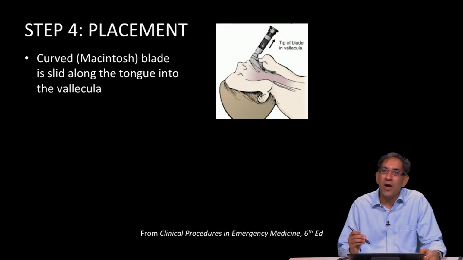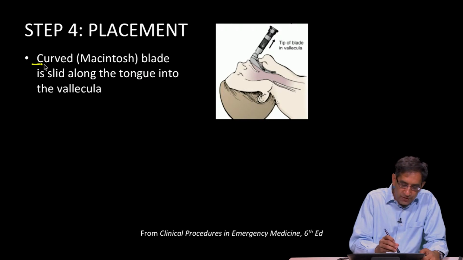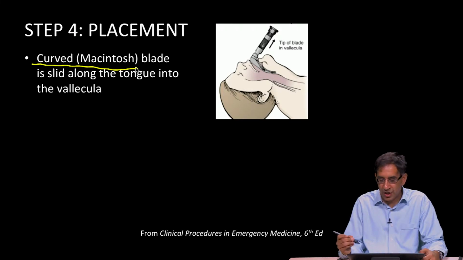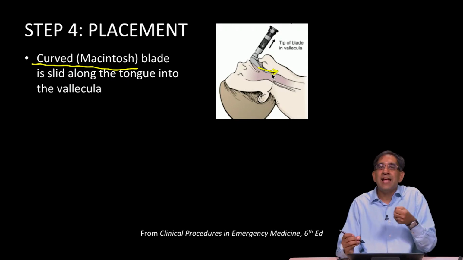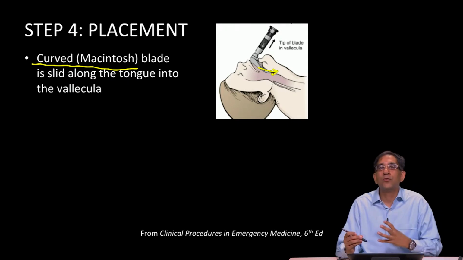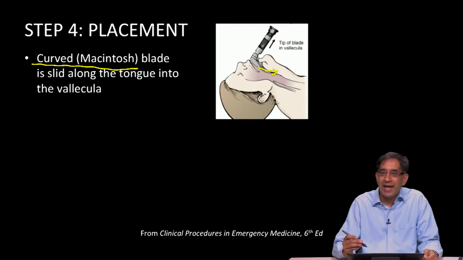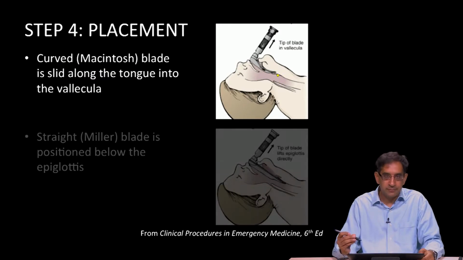Then, depending on what kind of laryngoscope blade you're using, that will determine where the tip of the blade ends up. If you're using the curved or Macintosh blade, you're going to insert it into the vallecula, and then as you lift up, you're going to also lift all the tissues up, and with those tissues, the epiglottis, and that's going to give you a view of the vocal cords.